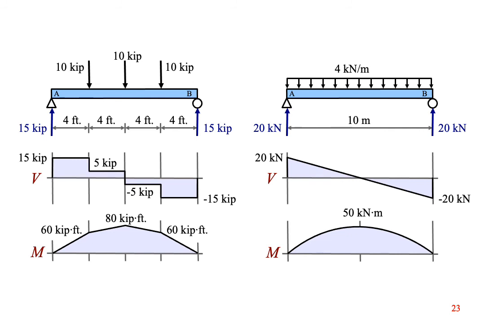Rectangles in the shear diagram produce triangles and trapezoids in the moment diagram. Triangles in the shear diagram produce parabolas in the moment diagram. The maximum moment of the beam at the right is the area of the left-hand triangle, which is 1/2 of 5 meters times 20 kilonewtons, or 50 kilonewton meters.